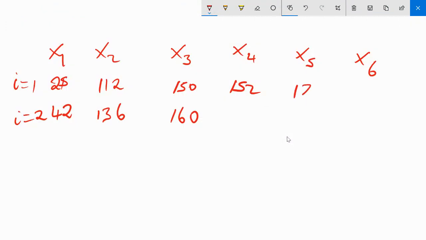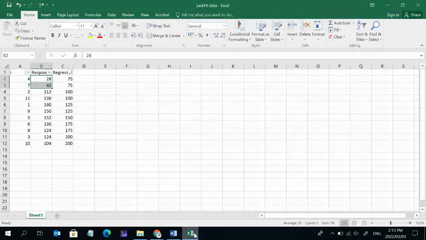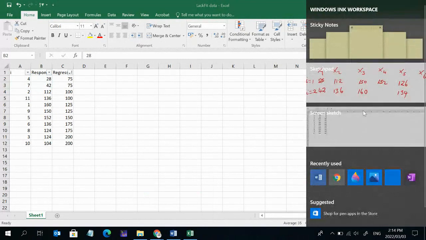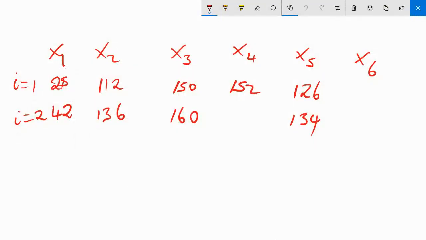So here we have 126 and 134. Then we go to 136, it's 136 and 124. Then the last one is 124 and 104.